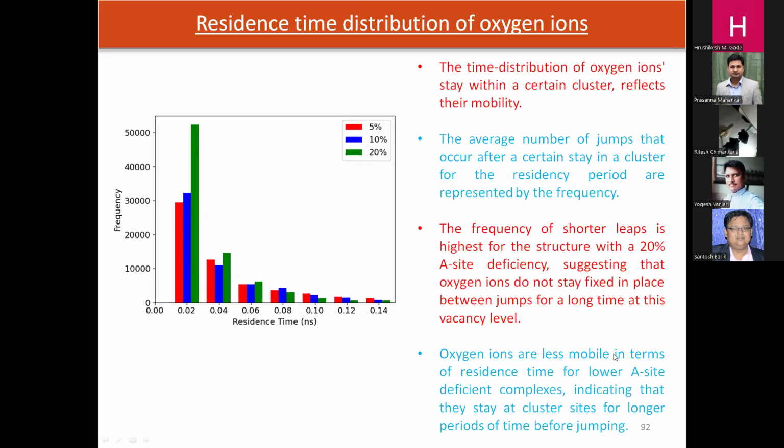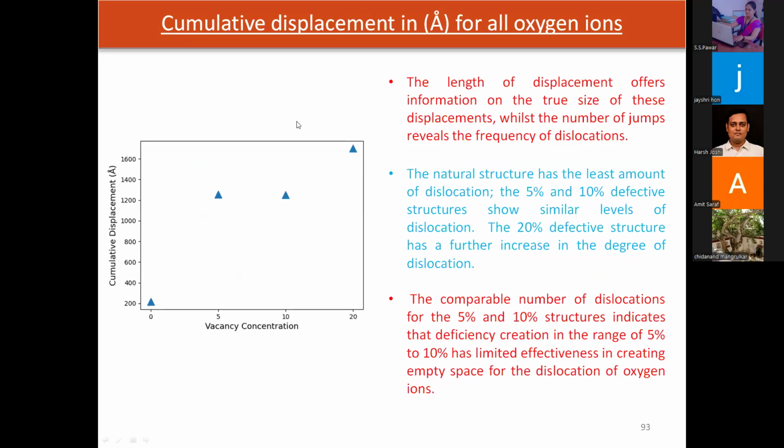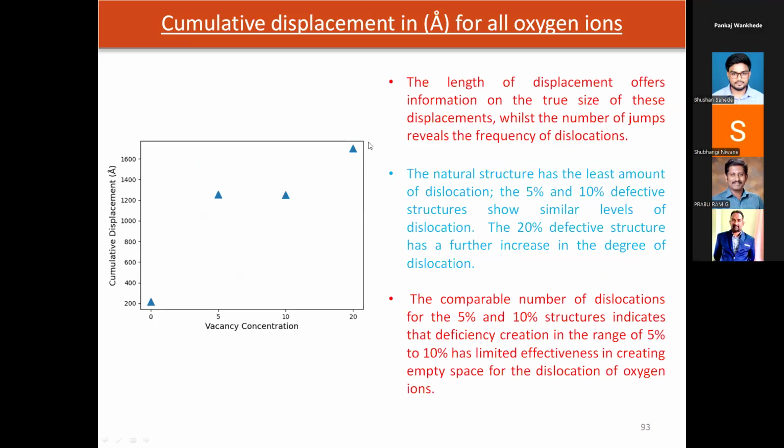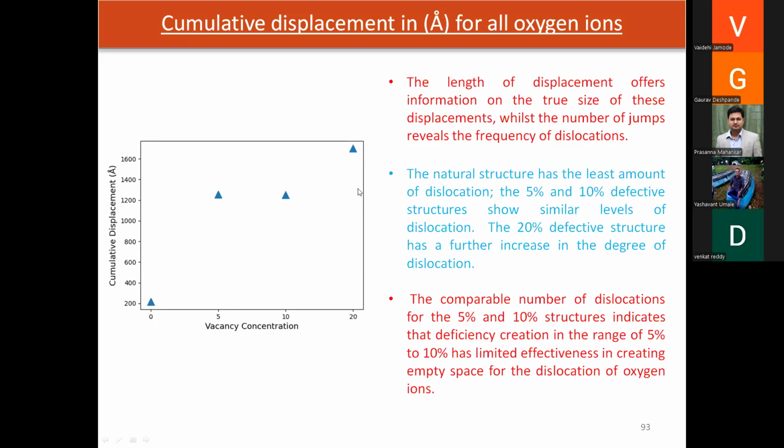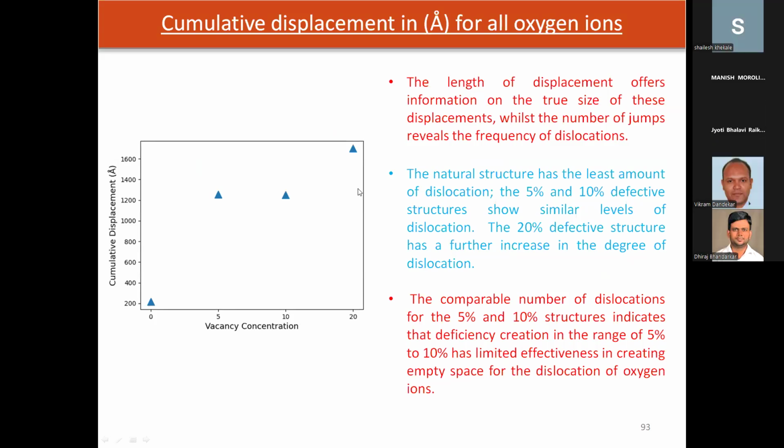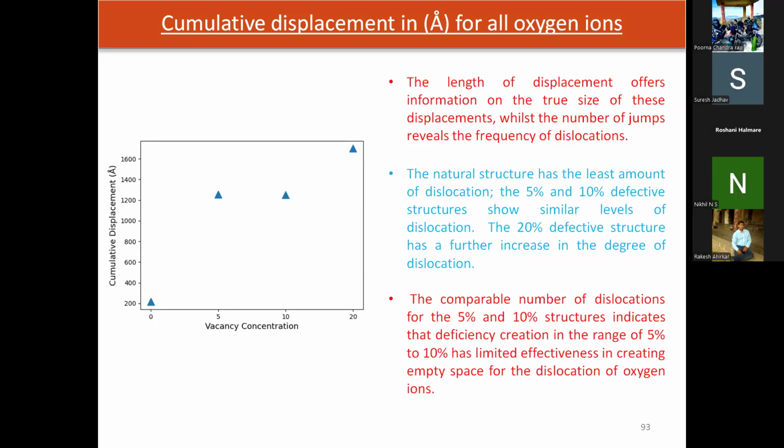So oxygen ions are less mobile in terms of residence time for lower vacancy structures, which indicates that they stay at cluster sites for longer periods of time before jumping. That's the observation. Now, all those things you cannot predict simply using experimentation. You obviously need certain insights into the system, which can again be obtained using molecular dynamics simulation. Cumulative displacement of the oxygen, how long this particular oxygen can move, I will try to briefly cover.